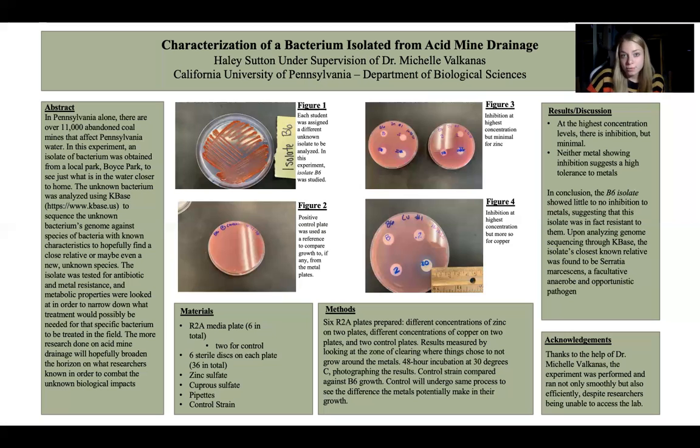So let's talk about our results. At the highest concentration levels on both different plates with different concentrations of metals, there's inhibition, but that inhibition is minimal. And neither metal showing much inhibition suggests that there is a high tolerance to metals within this isolate. So in conclusion, the B6 isolate showed little to no inhibition to metals, suggesting that this isolate was resistant to metals. Upon analyzing this isolate's genome, sequencing through KBase, the isolate's closest known relative was found to be Serratia, which is a facultative anaerobe and opportunistic pathogen.